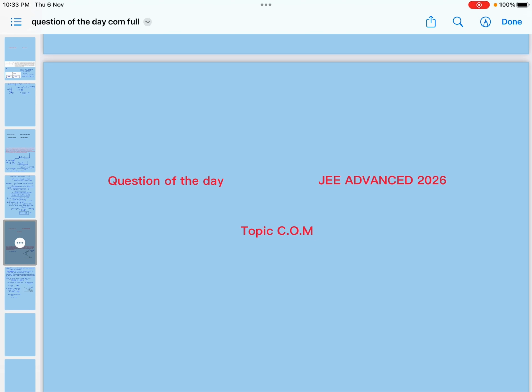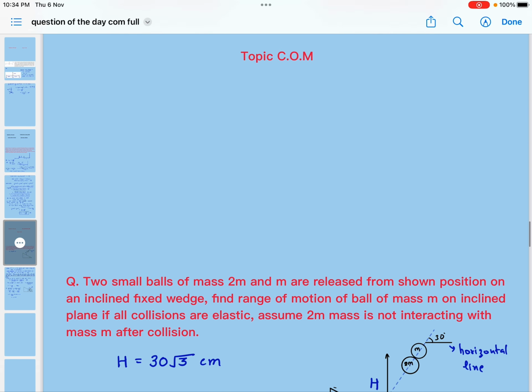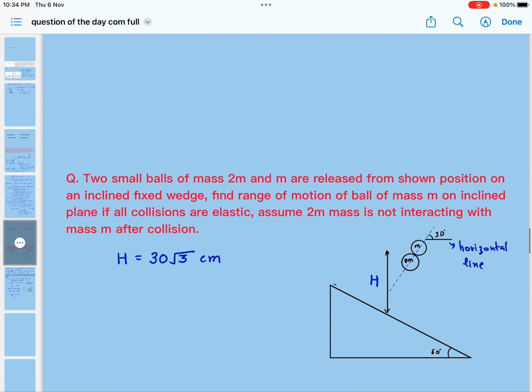There are some questions for which we get an inside feeling that that kind of question can come in your actual JEE Advanced, right? So that's why I have written here JEE Advanced 2026. Maybe the same type of model will be asked in your actual exam. You can say that is my inner feeling. So go through this question and try to answer.